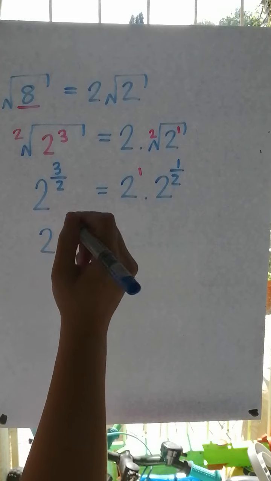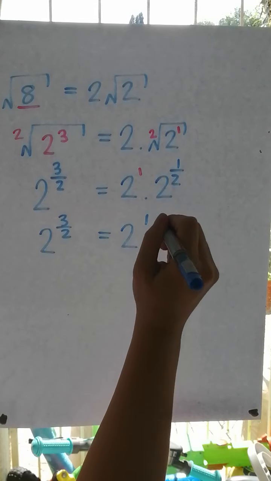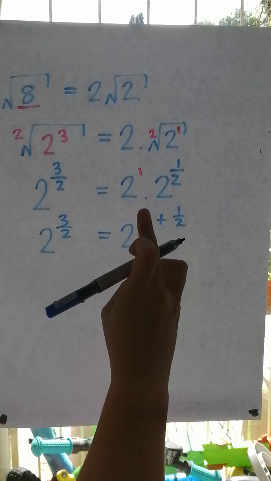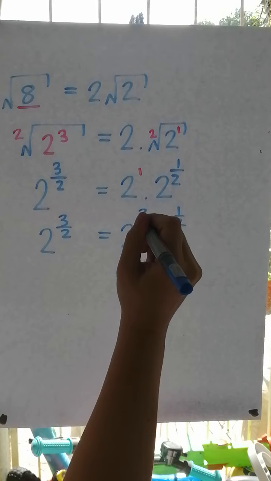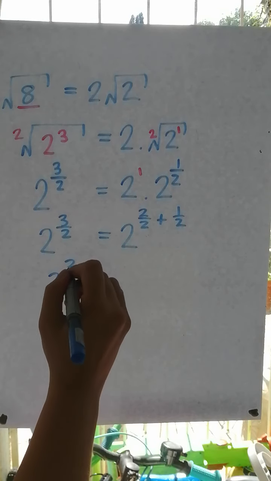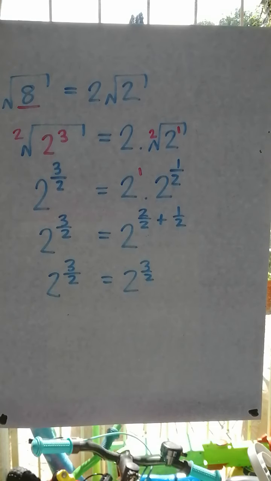So on this side, I've got 2 to the power of 3 over 2 equals, keep the base, add the powers, 1 plus a half. Remember, if I'm adding fractions, I must have like denominators, so it becomes 2 over 2 plus a half. And what do I notice? 2 to the power of 3 over 2 equals 2 to the power of 3 over 2. So therefore, these two things are the same.